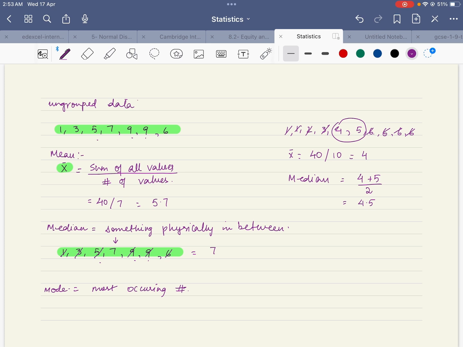Mode is the most occurring number. For this data, mode is 9. And for this data, mode is 6, because mode is the most occurring number.